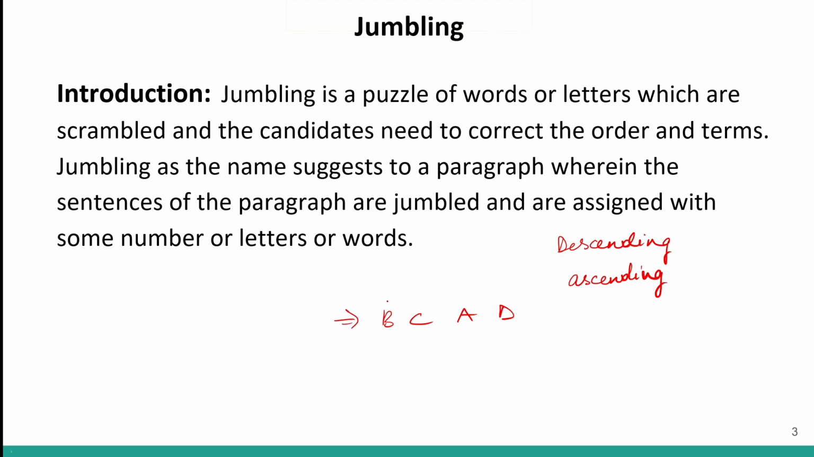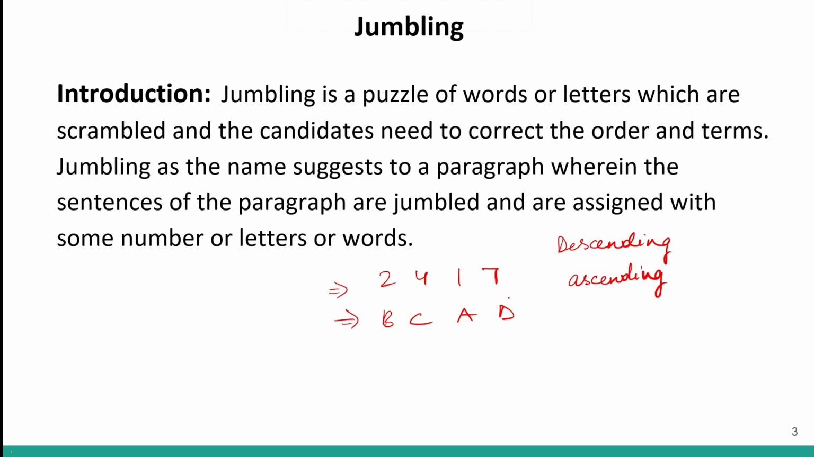Correct? It could be letters, alphabets, it could be numbers also. So it could be 22, then 4, then 1, and then 7. So again, there is no particular order. These are not in descending or ascending order. That means they are jumbled up.